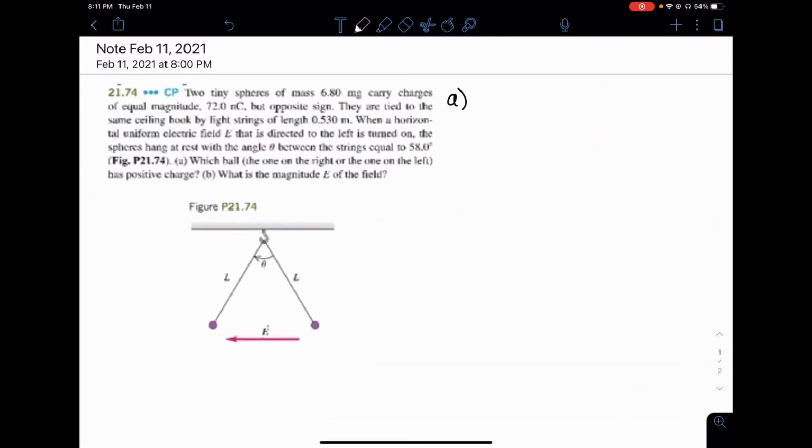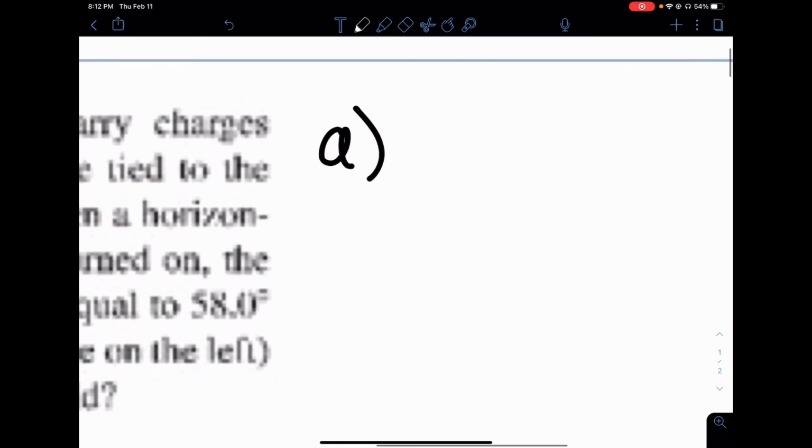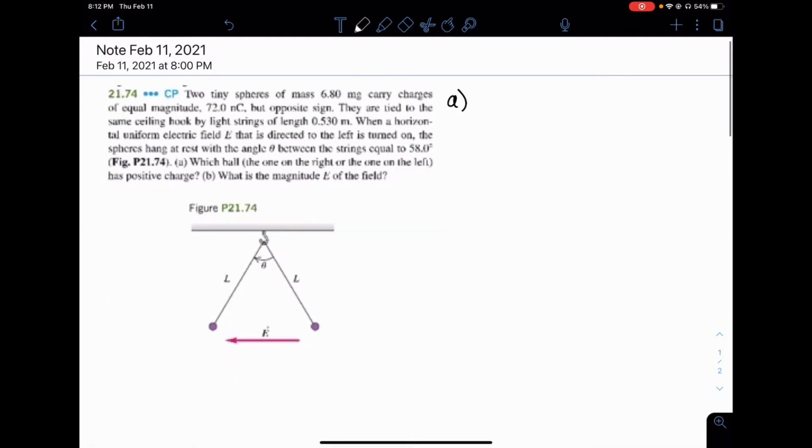Okay, so today I'm going to be solving the final question on the first test for the physics exam. The first part is to identify which ball, the left or right ball, is positively charged. Because the electric field is pointing in the left direction, that tells us that the right ball is positively charged, because electric field points away from positive charge and towards a negative charge. So the ball on the right is the positively charged ball.